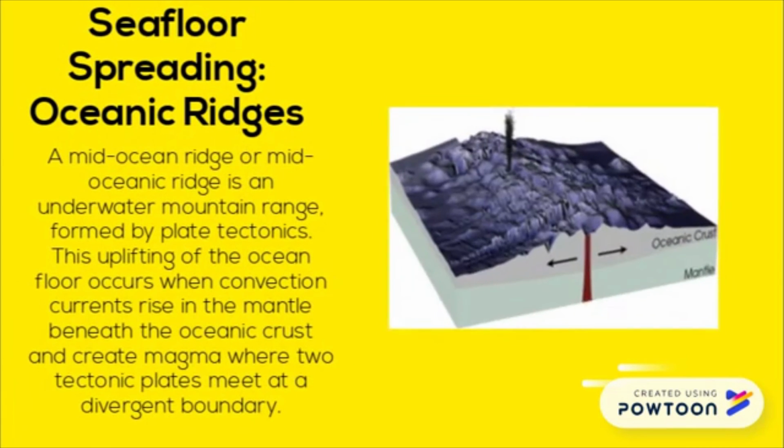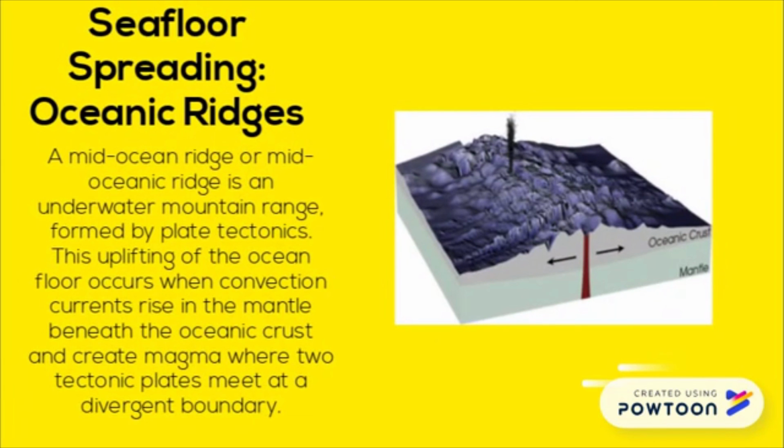Seafloor spreading, oceanic ridges. A mid-oceanic ridge is an underwater mountain range formed by plate tectonics. This uplifting of the ocean floor occurs when convection currents rise in the mantle beneath the oceanic crust and create magma where two tectonic plates meet at a divergent boundary.